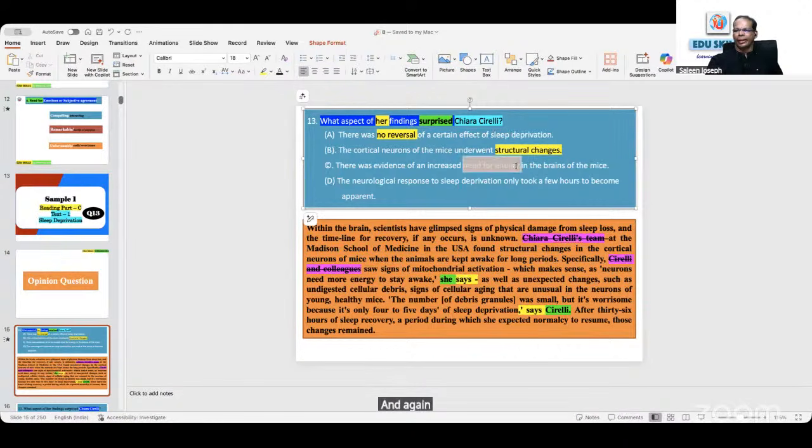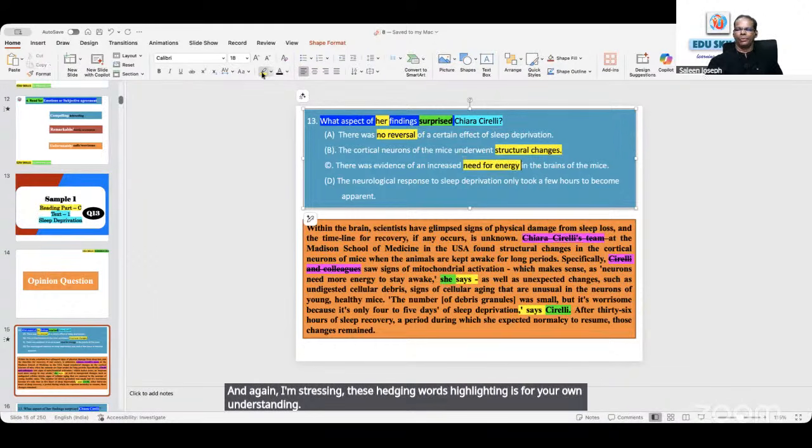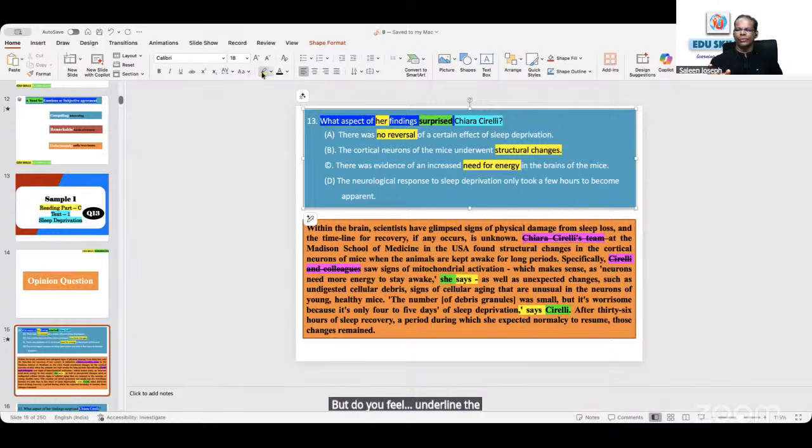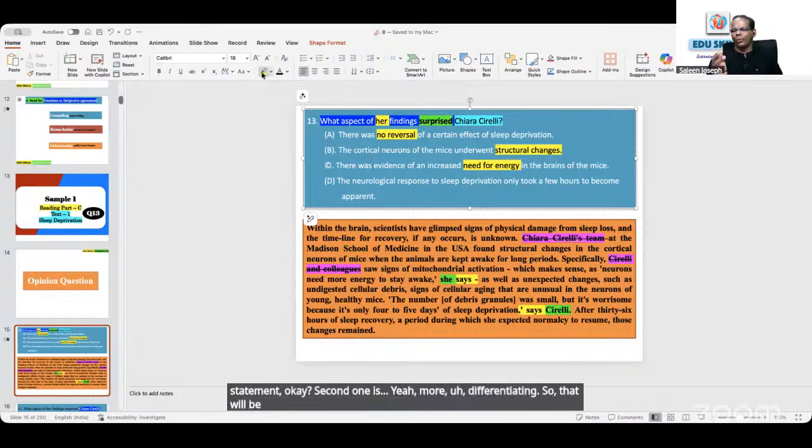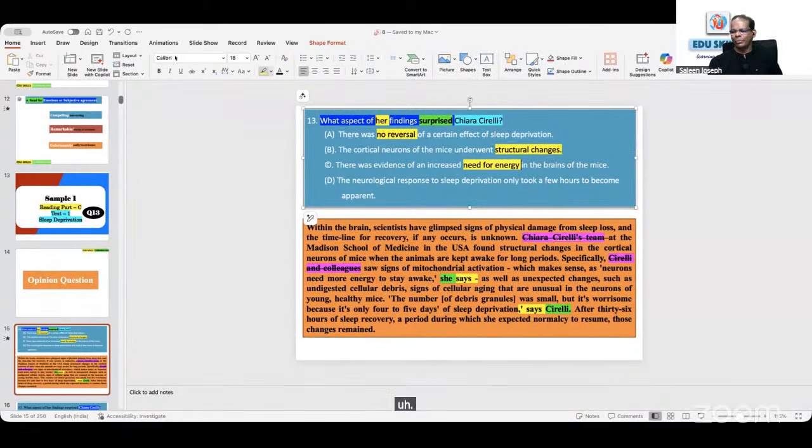And again, I'm stressing these hedging words. Highlighting is for your own understanding, but if you underline the correct hedging words, there are three types of hedging words. One is concept-based, meaning the subject of the statement. Second is differentiating, meaning it will differentiate all the four options one from the other. Third is emotion-based hedging words. All will not be there in all the answer options, but still.